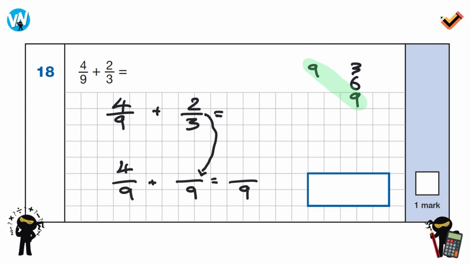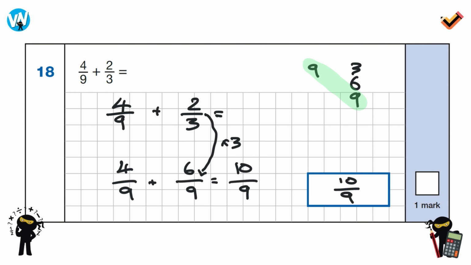And then we're thinking, right, how do I get 3 to 9? How did 3 change to 9? Well, we multiplied it by 3, didn't we? Okay, so we need to multiply the numerator by 3, so 2 times 3 is 6. Very simple. And then we have 4 add 6, which is 10 over 9.